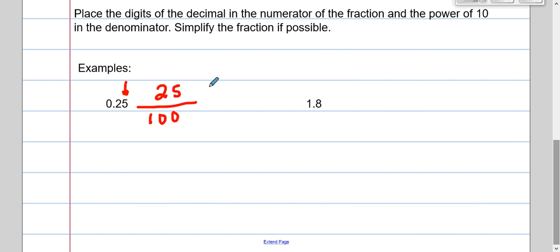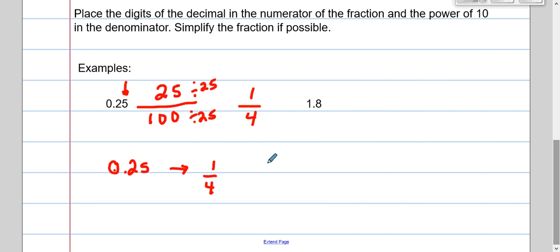Now I just need to reduce. What can I divide both 25 and 100 by? I can divide both of them by 25, and it reduces down to 1/4. So if I have 0.25, the fraction equivalent to that is 1/4.